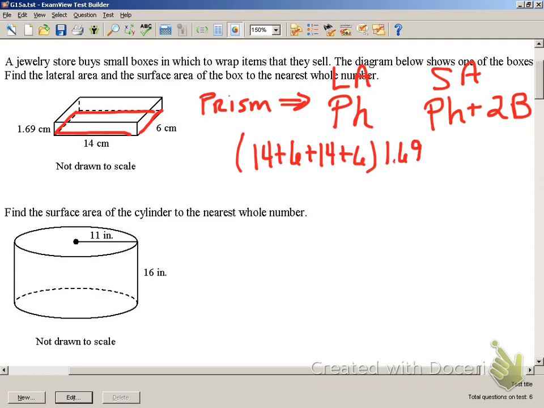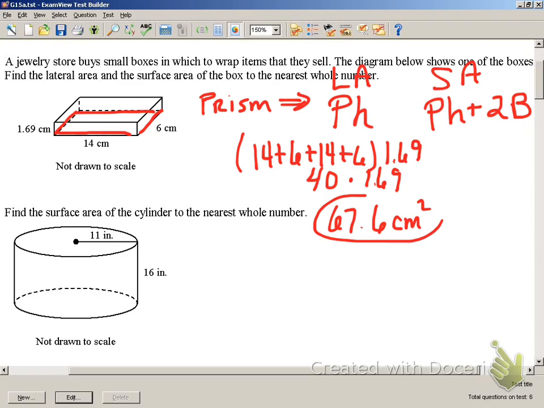So my lateral area, 14 plus 6 plus 14 plus 6. Perimeter is 40. And I'm going to multiply that times 1.69. And that will give me a value of 67.6. Now, this is area, so that's squared centimeters. Now, I can use that same value because that's what that right there is, my perimeter times my height.